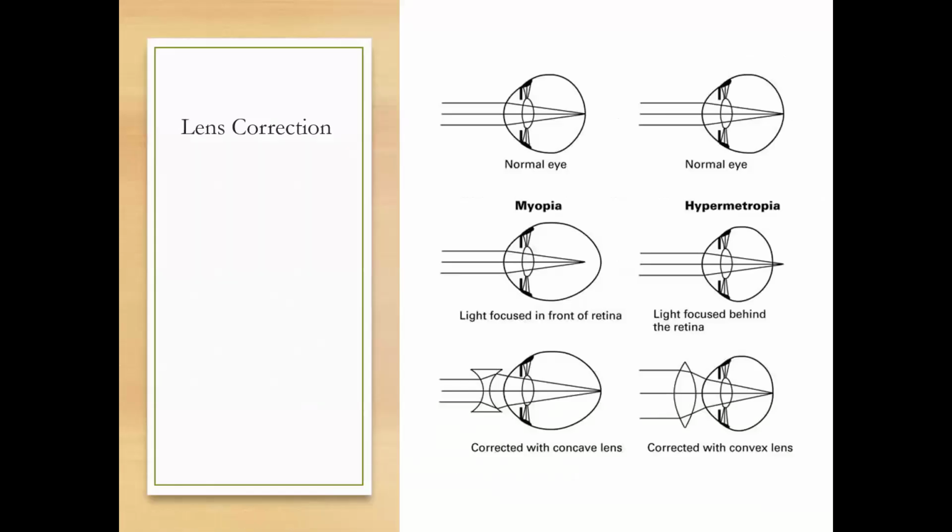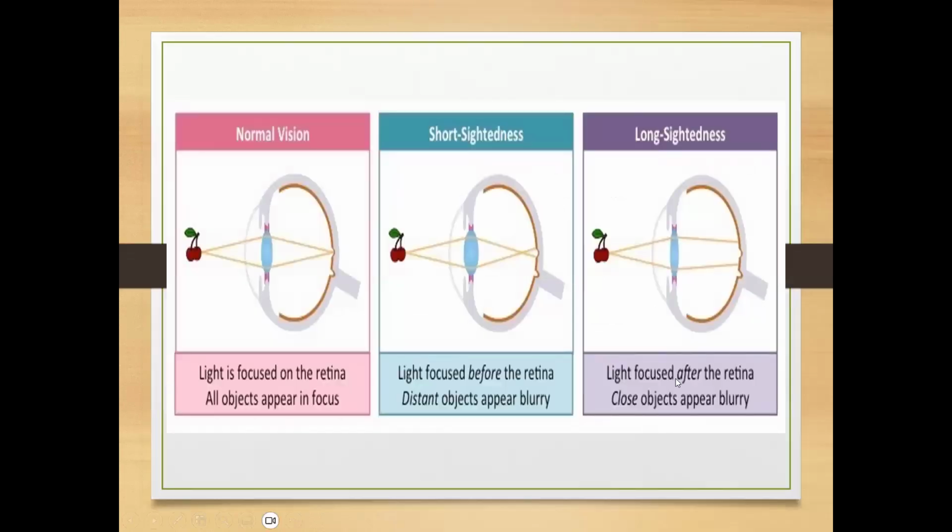Here, these are the defects of an eye. We have short-sightedness, like the normal vision. Boys, don't talk. We have a normal vision. In a normal vision, the light rays converge on the retina. We may have short-sightedness. Short-sightedness means the light is focused before the retina, and the distant objects, the objects which are far, we are not able to see clearly. And we have long-sightedness. Long-sightedness means the light is focused after the retina. So the close objects appear to be blurred.